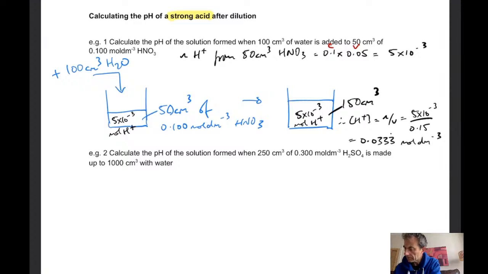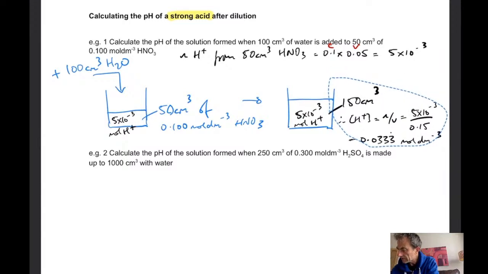I'm just going to move some of this. Oh, I don't know if I can do it. Oh no, I've destroyed that beaker. Sorry. Right, I'll just have to do it up here.